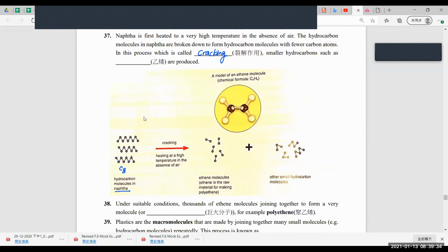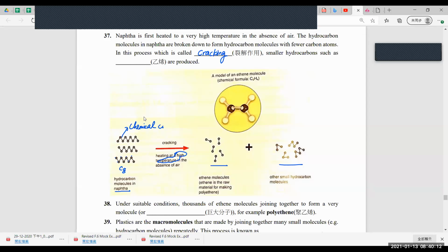So after cracking, you can break it down into smaller pieces, while one of the smaller pieces is the raw material for making the polymer. Okay, it's for making the plastics. So what are the conditions? Well, first of all, you are going to heat it at a high temperature. Okay, only by high temperature can you break down those solid lines. So what is the solid line? A type of chemical combination.